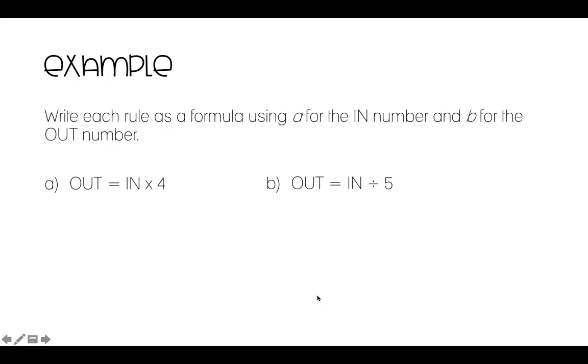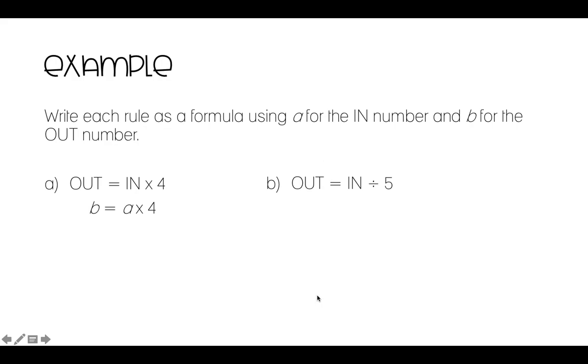So let's do some examples. For these questions here, we're going to write each rule as a formula using A for the in number and B for the out number. So we're going to replace the in with A and the out with B. For question number A, we would write it as B equals A times 4.